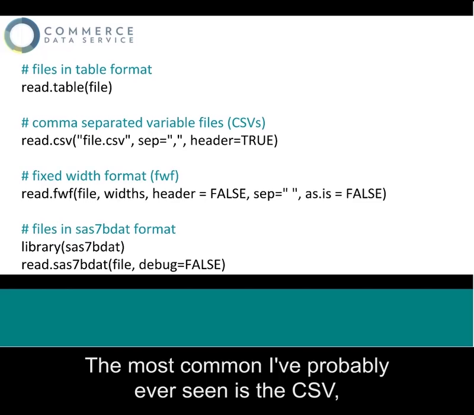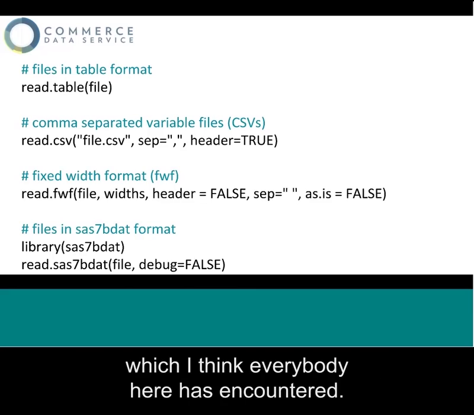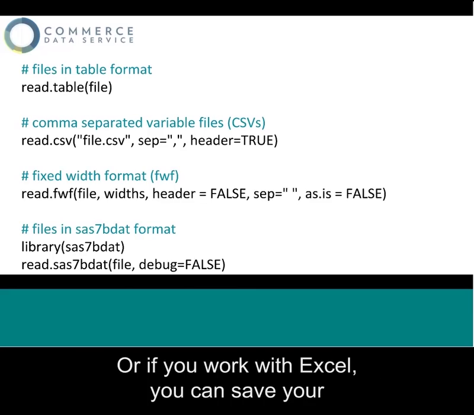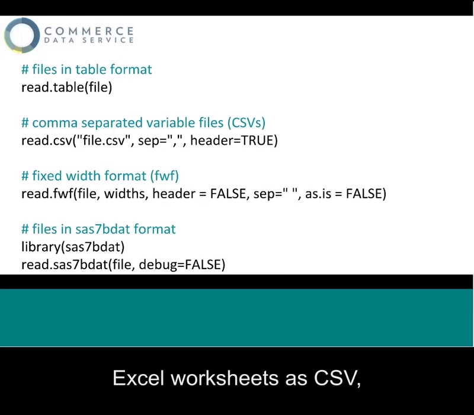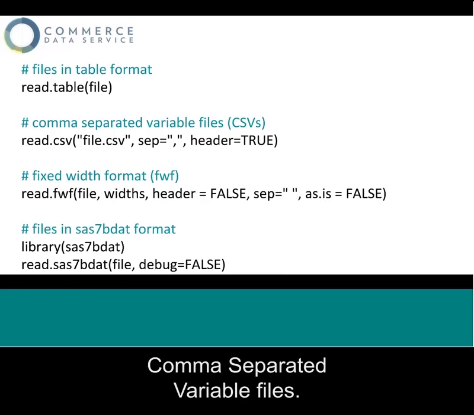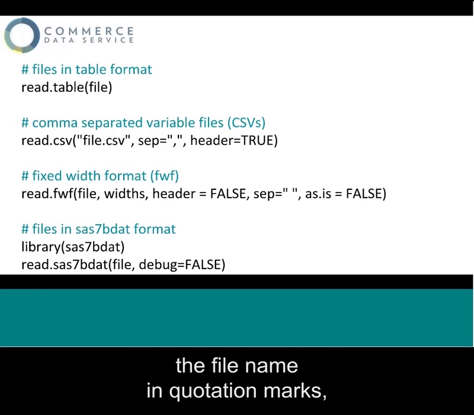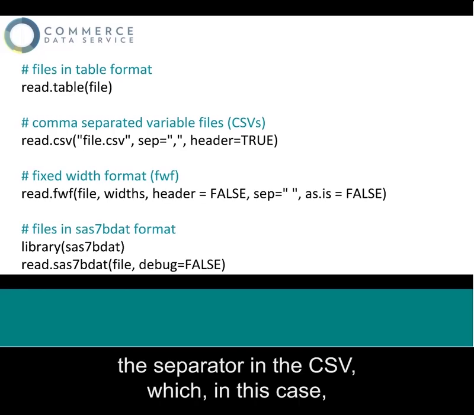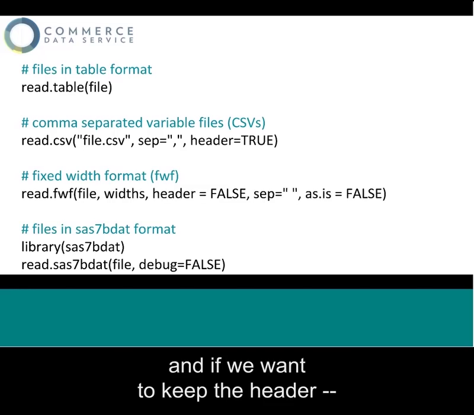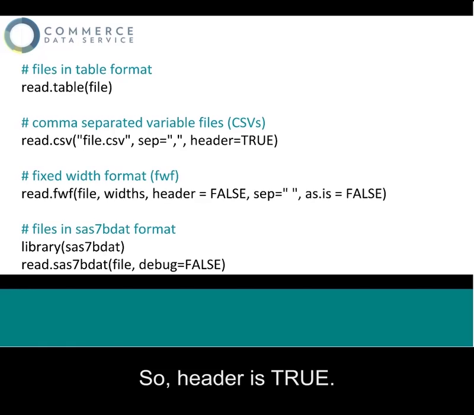The most common I've probably ever seen is a CSV, which I think everybody here has encountered. If you work with Excel, you can save your Excel worksheets as CSVs, comma separated variable files. The command to load that in is read.csv, the file name in quotation marks, the separator in the CSV, which in this case is a comma, and whether the header is there or not. So header is true.